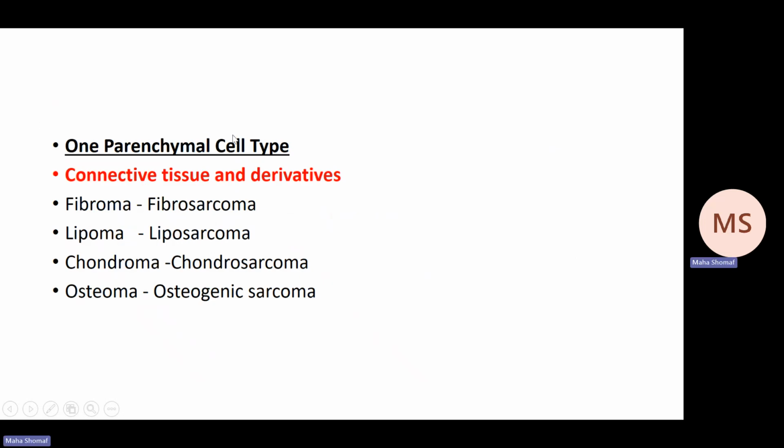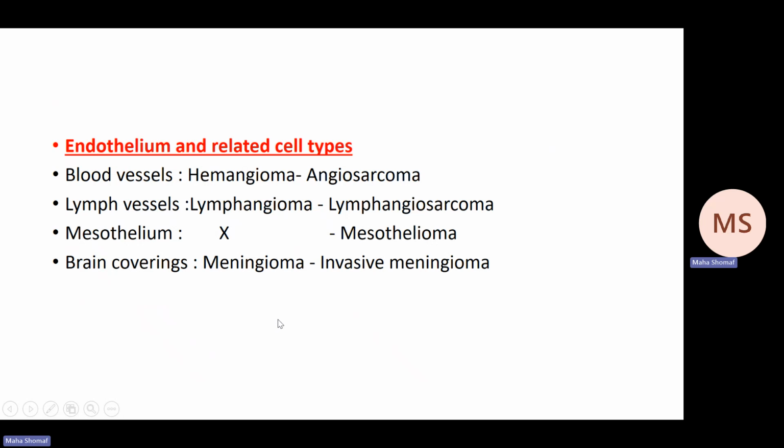Now parenchymal cell type tumors that are derived from connective tissue and its derivatives. The benign tumors are called fibromas, and the malignant tumors are called sarcomas. So fibroma or fibrosarcoma, lipoma or liposarcoma, chondroma or chondrosarcoma, osteoma or osteogenic sarcoma, or osteosarcoma.